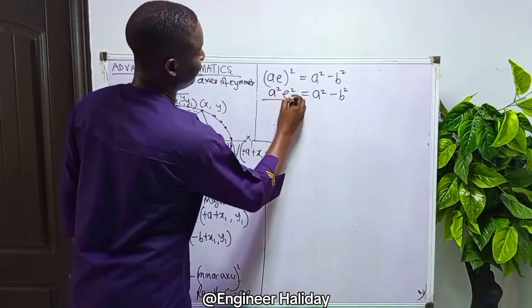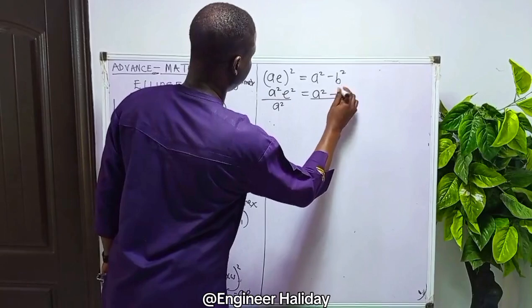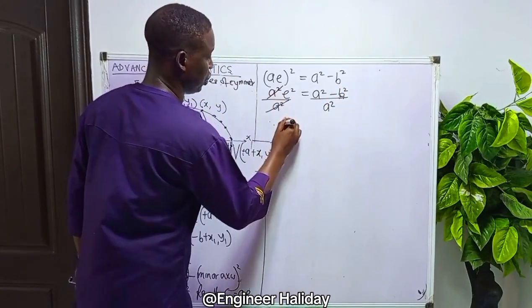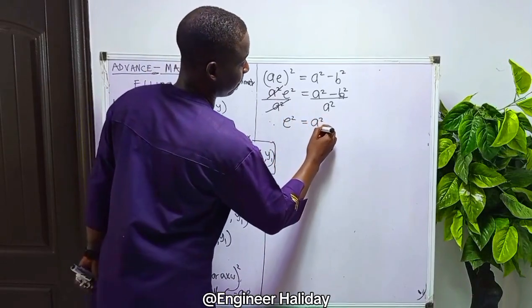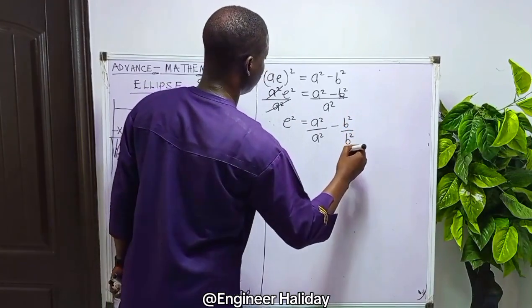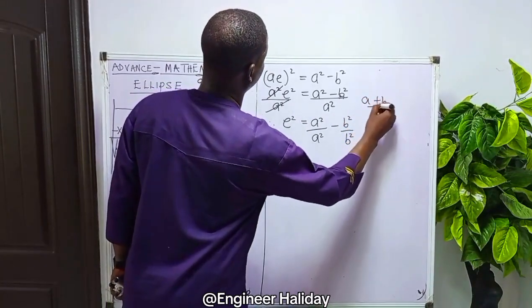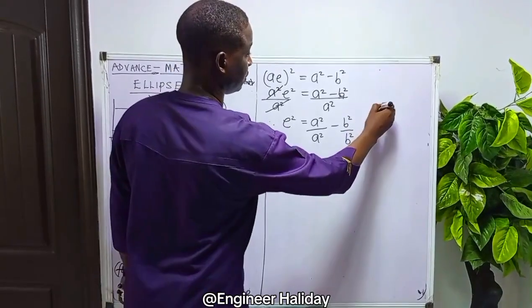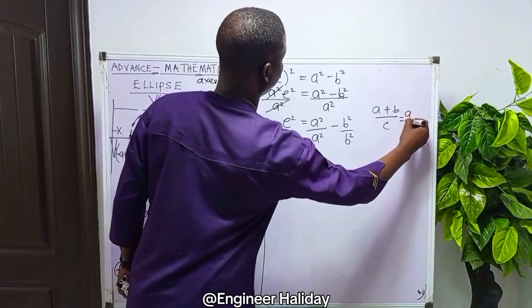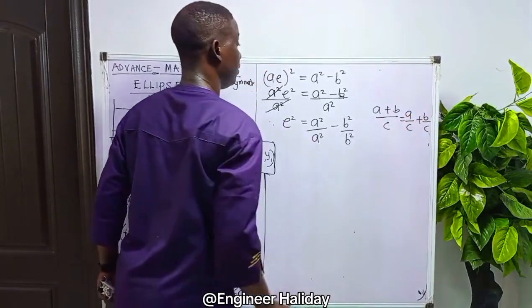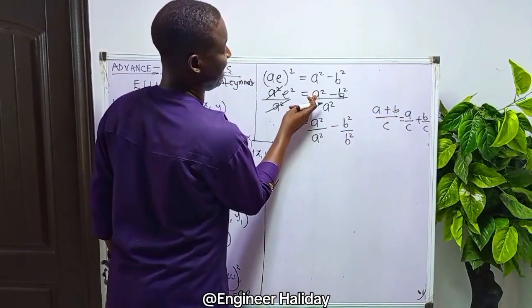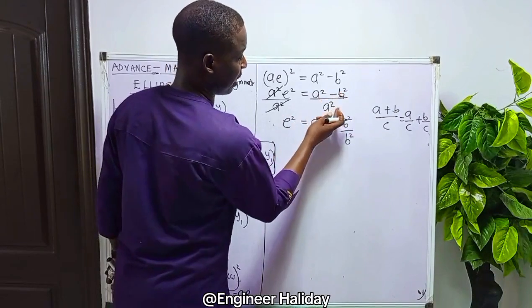What do we have now? Divide both sides by a squared. If you divide both sides by a squared, this will cancel this. We have e squared equal to a squared over a squared minus b squared over a squared. Recall that a plus b over c is the same thing as, if you remember our O level, a over c plus b over c. So this c will divide this one plus b divided by this. So similarly, a squared divided by a squared, then b squared divided by a squared.